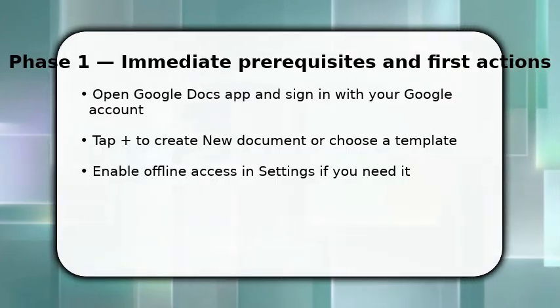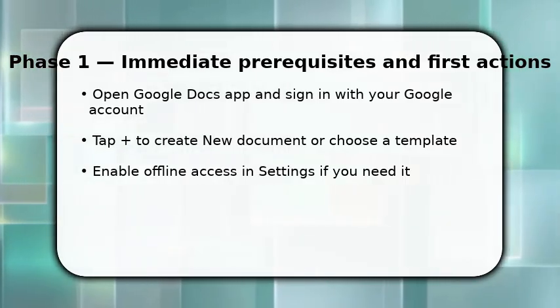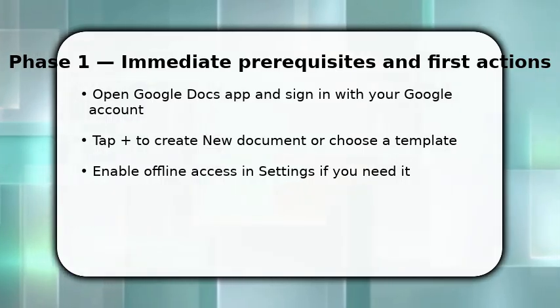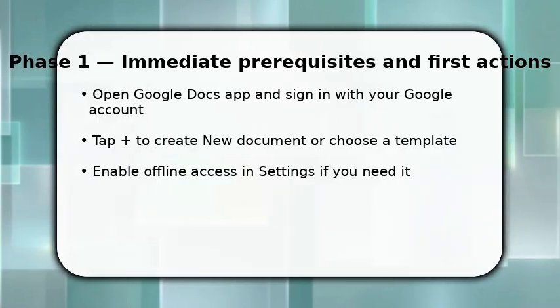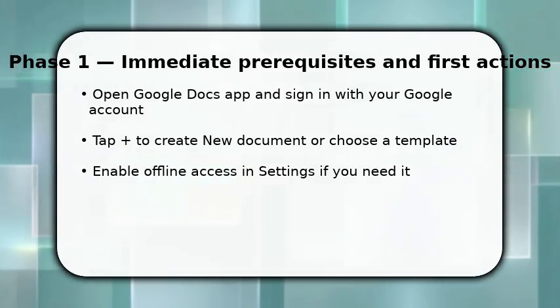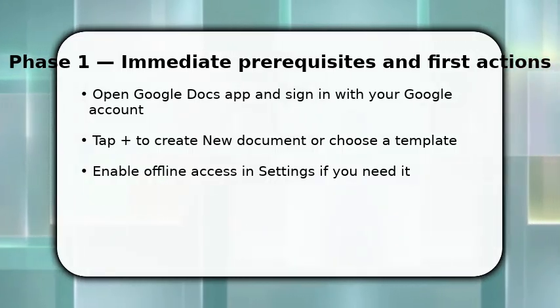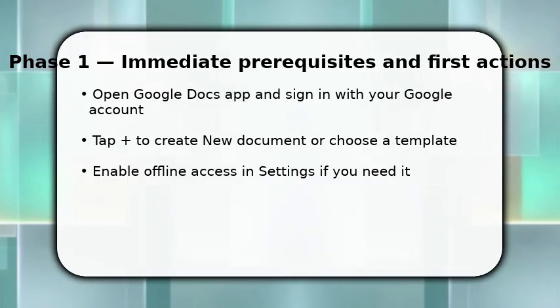You open the Google Docs app and sign in, then create a new document. Tap the plus button to start a blank doc or pick a template that matches your purpose. Once done, make sure to name the file at the top so autosave organizes it. If you will work without internet, enable offline access in settings. This keeps edits local and syncs later. These first steps get you writing immediately and prevent lost work.